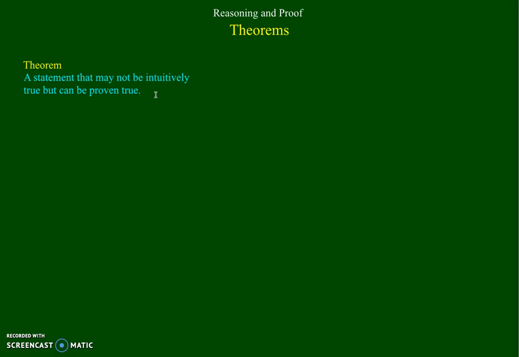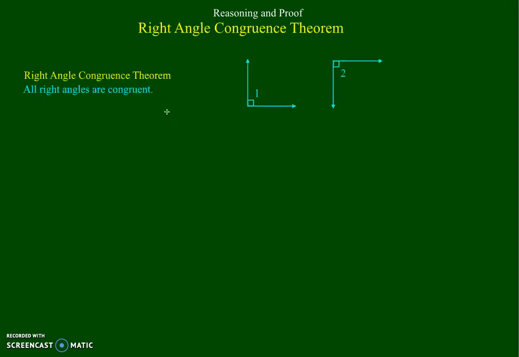The first theorem we're going to look at is the right angle congruence theorem. The right angle congruence theorem says quite simply, all right angles are congruent. Now, it should be fairly intuitively obvious to you that these two are going to be the same angle, but this is kind of a trivial example, but it's a good way to step off into the world of theorems to show you why these things can be proven true. So let's see why this is true.